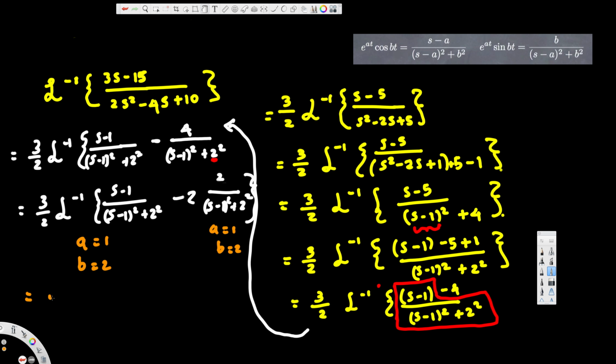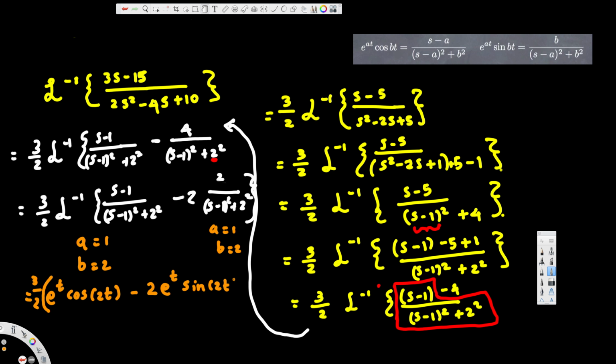For this one, this is going to be e power, a is 1, so this is going to be just e power t, and then cos bt, cos 2t. Okay, and also we shouldn't forget this 3 over 2, this multiplies the whole thing. This one and the other one, and here we are going to have negative 2, and then this one is going to become e power at sine bt. In our case a is 1, so this is going to be just t, then sine bt, sine 2t.